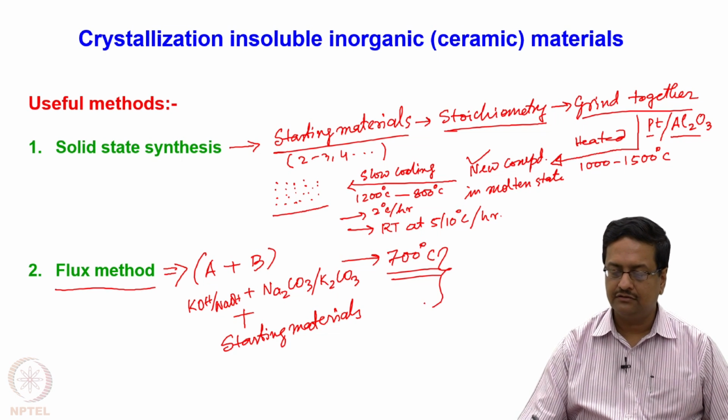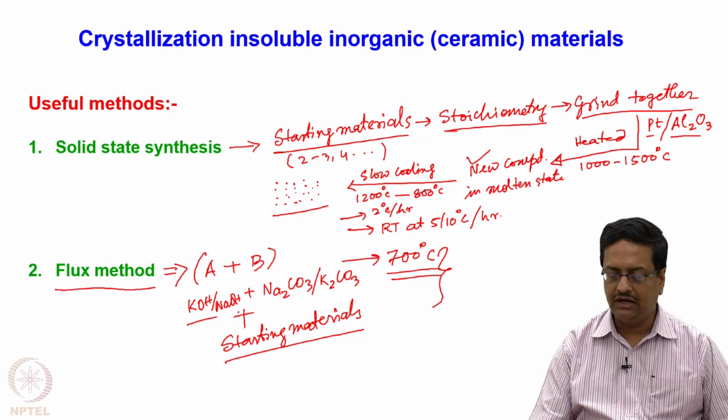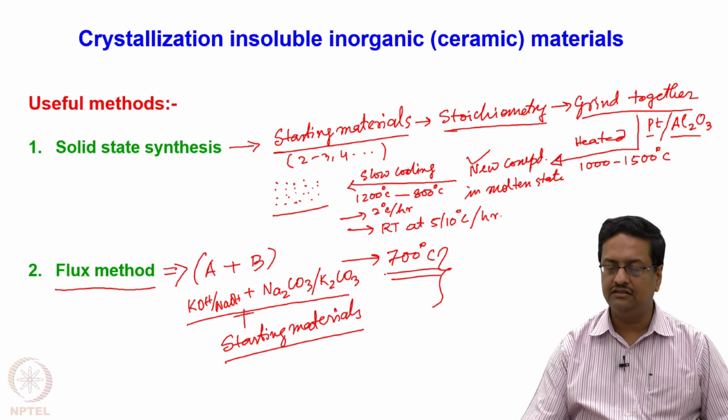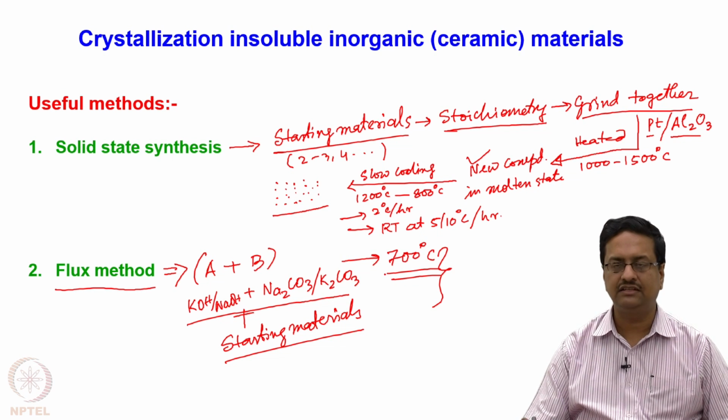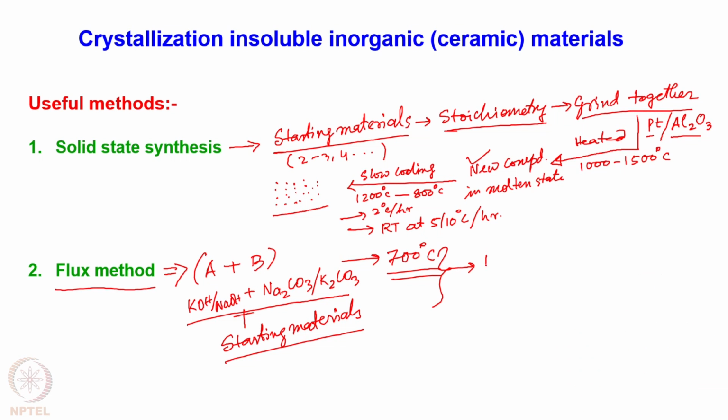The starting materials are ionic in nature. This flux melts at about 700 degrees centigrade. So those ionic compounds dissolve in the flux at very high temperature, like 700 to 800 degrees centigrade, and then they react and form a new phase. And then the flux is once again cooled to room temperature very slowly, and we get a flux with some crystals embedded in it.